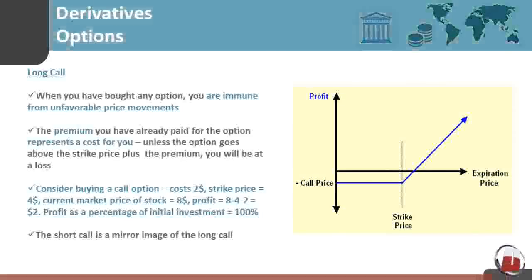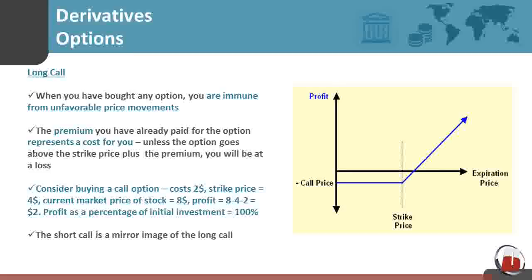Long call. When you have bought any option, this means you have already paid a certain premium that has guaranteed that you are immune from unfavorable price movements. However, the premium you have already paid for the option represents a cost for you. Unless the price goes above the strike price plus the premium, as shown in the payoff diagram above, you will be at a loss. Consider buying a call option.